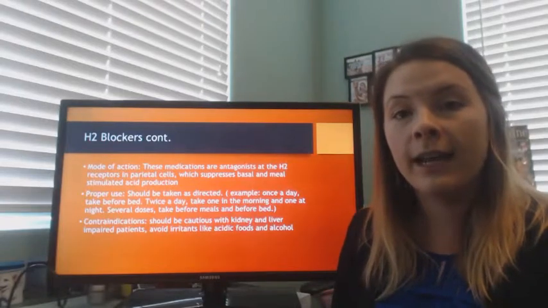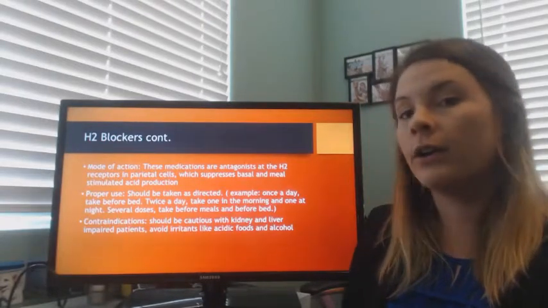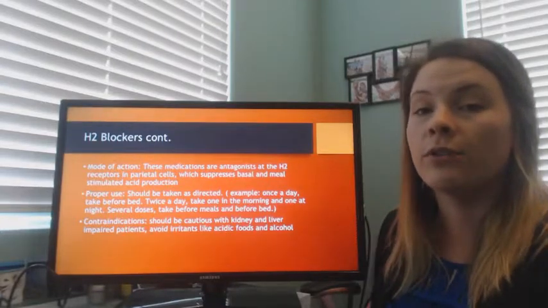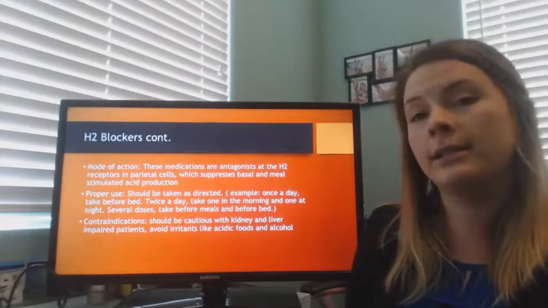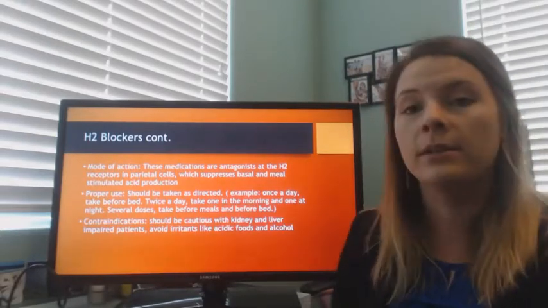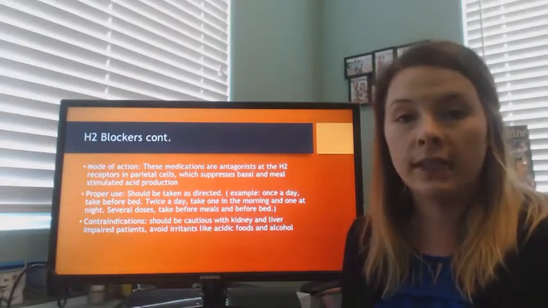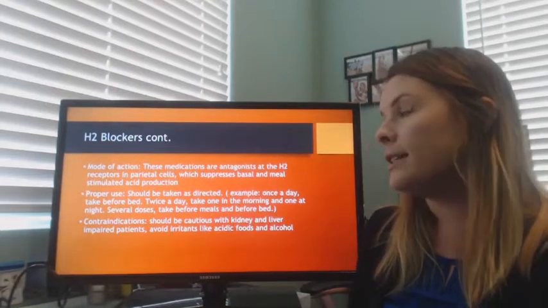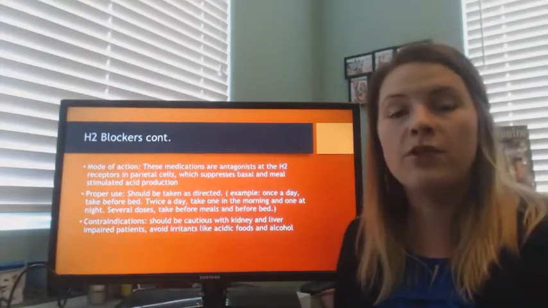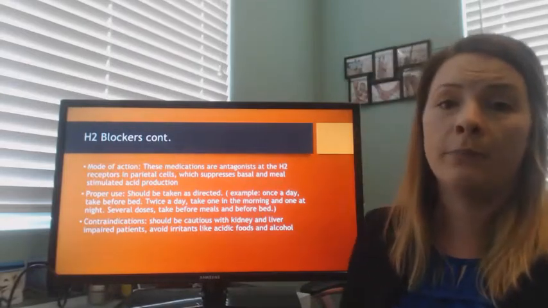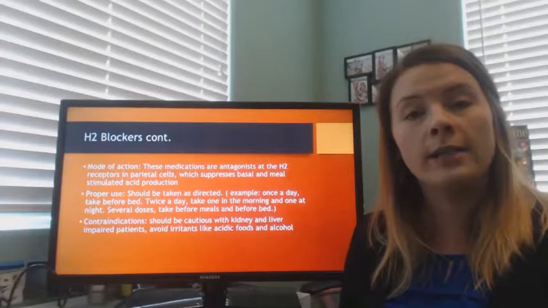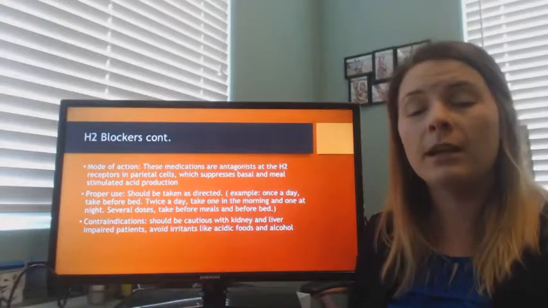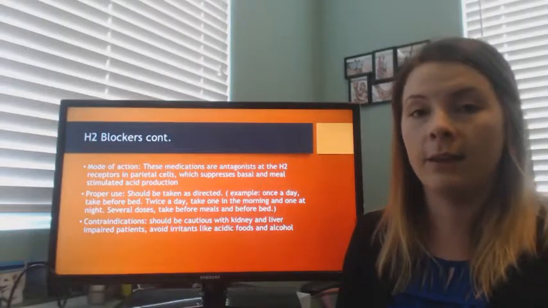To go a little deeper into H2 blockers, their mode of action is that they are antagonists at the H2 receptors in parietal cells, which are the cells for digestion. H2 blockers suppress the basal and meal-stimulated acid production, which would lead to the symptoms of peptic ulcer disease. The proper use of this medication is that it should be taken as directed. For example, if you're prescribed once a day, it should be taken at bedtime. If you're prescribed this medication twice a day, take one in the morning and one at night, as well as taking them before mealtimes.